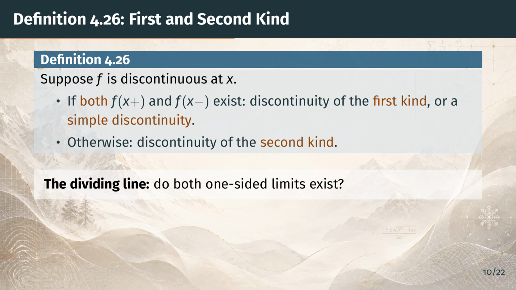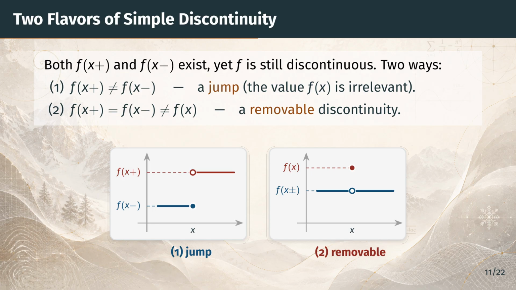Let's see what the simple case can look like. When both one-sided limits exist, there are exactly two ways the function can still be discontinuous. The first is a jump, shown in the left panel. The graph sits at one height coming from the left, the solid blue dot, then leaps to a different height on the right, the open red dot. The dashed lines carry each of these heights across to the vertical axis, where they are labeled f of x minus and f of x plus. So you can see at a glance that the two sides land in different places.